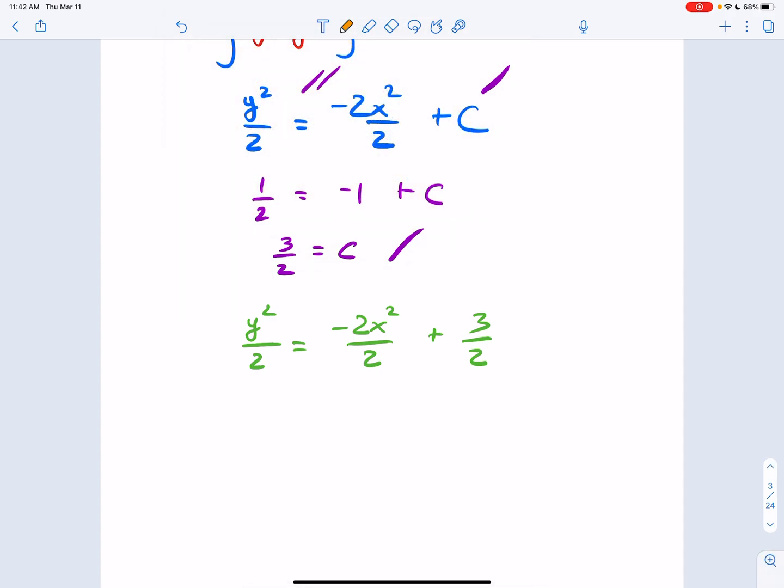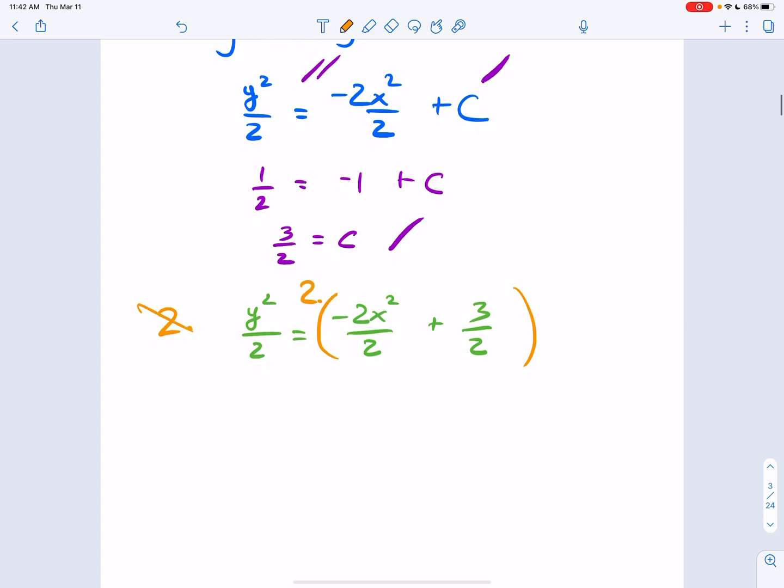So to get y by itself, I'm going to first multiply by 2. I'm going to multiply by 2. Y squared will equal, now I know you guys really want to distribute that 2, but don't. Keep it as bare as possible. Be stingy with your work. Okay, notice how I didn't distribute at all, okay?